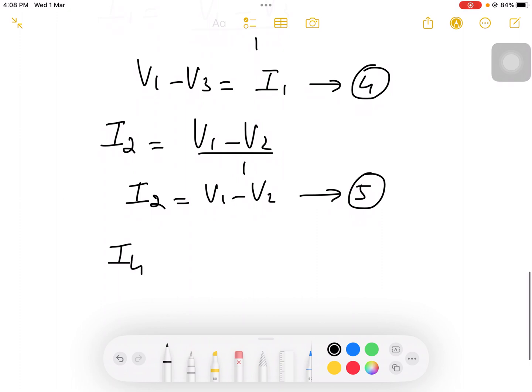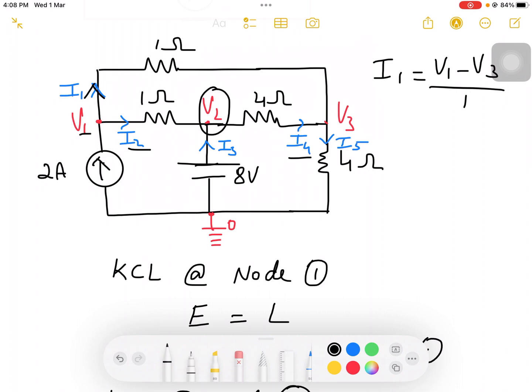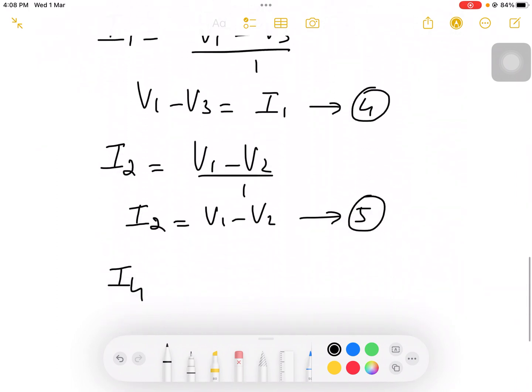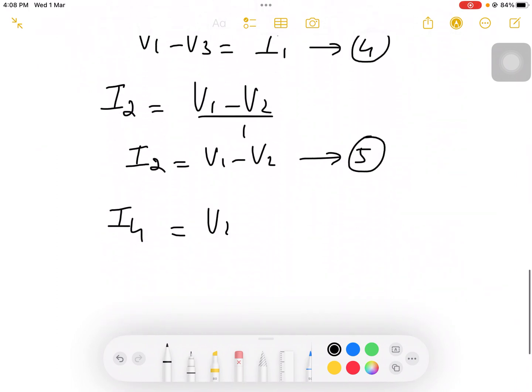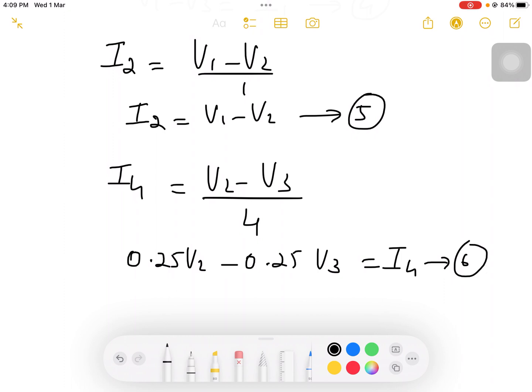Similarly, the current I4. If you look, the current I4 is here, between V2 and V3. It is V2 minus V3, and the resistance is 4 ohms. I can write 0.25 V2 minus 0.25 V3 is equal to I4. I will take this as equation number 6.